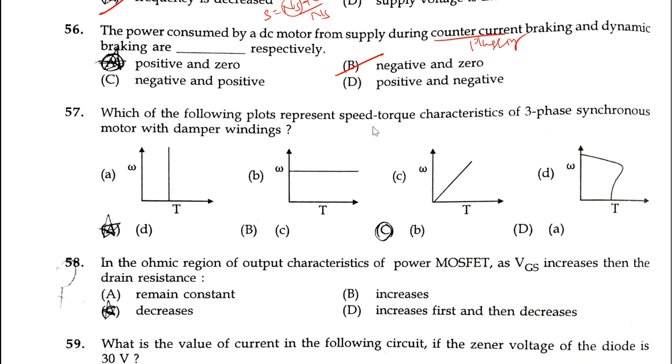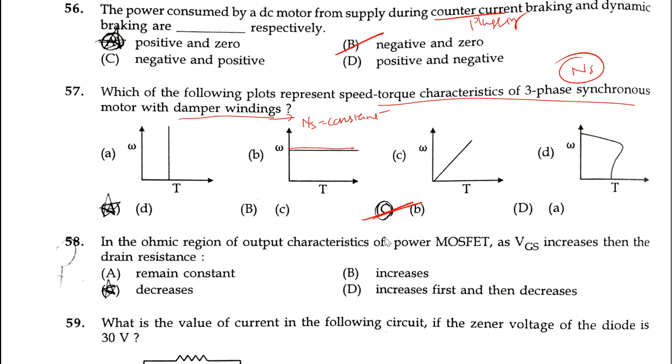Next one, which of the following plots represents the speed torque characteristics of a three-phase synchronous motor with damper windings? Damper windings are there to maintain the speed constant. So NS should be a constant value. As it is a constant value irrespective of torque, and a synchronous motor only runs at synchronous speed, the speed will be constant irrespective of the torque here. So B will be the right option here.